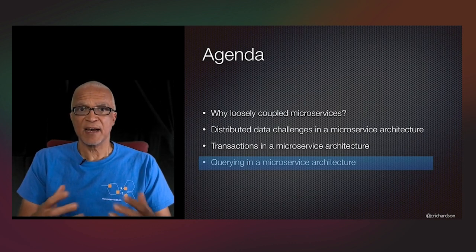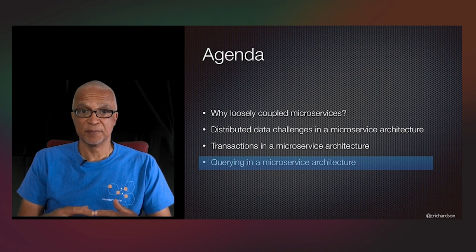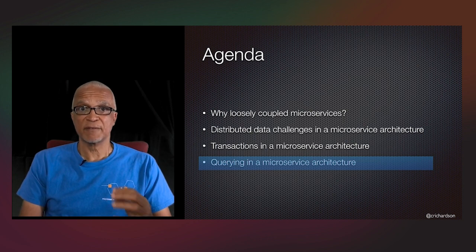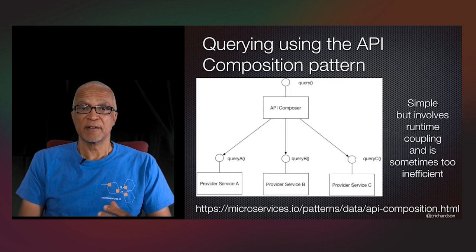Let's now look at how to implement queries that span services using events. It's quite common in a microservice architecture to have queries that retrieve data from multiple services. For example, the query find orders for customer returns the orders along with the information about the customer. There are two query patterns. One option is API composition.